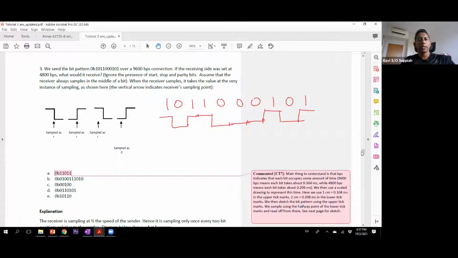Now the receiver sampling is set at 4800. What would you receive? We have been given these 4 different scenarios. Since I am now going to sample at half the bit rate, we now need to look at it as 2 bits as 1.